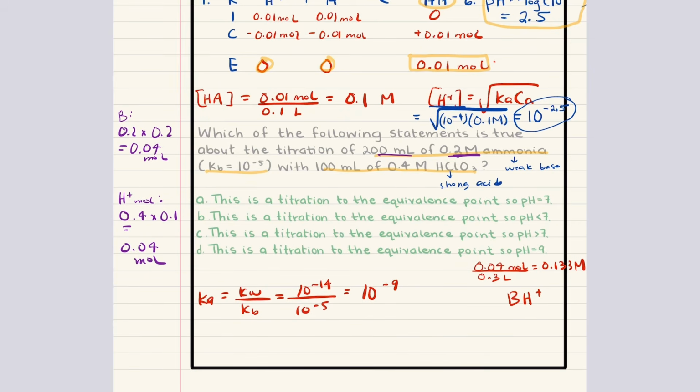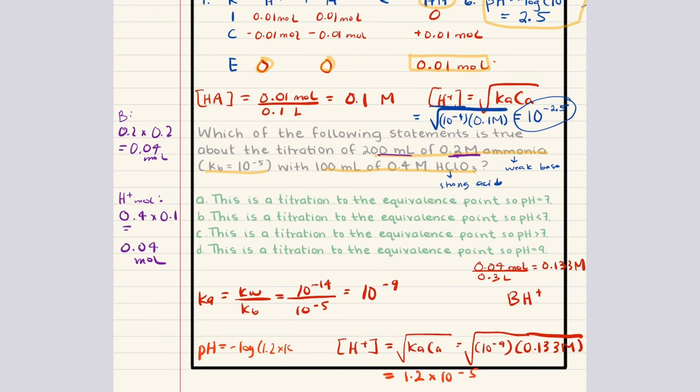Then we can calculate the hydrogen ion concentration by doing the square root of Ka multiplied by C sub A. We have both of those values, so we can plug them in. Ka is 10 to the negative 9. C sub A is 0.133 molar. The hydrogen ion concentration is going to be equal to 1.2 times 10 to the negative 5. Then we can get the pH by taking the negative log of 1.2 times 10 to the negative 5, and we get a pH value of 4.9.